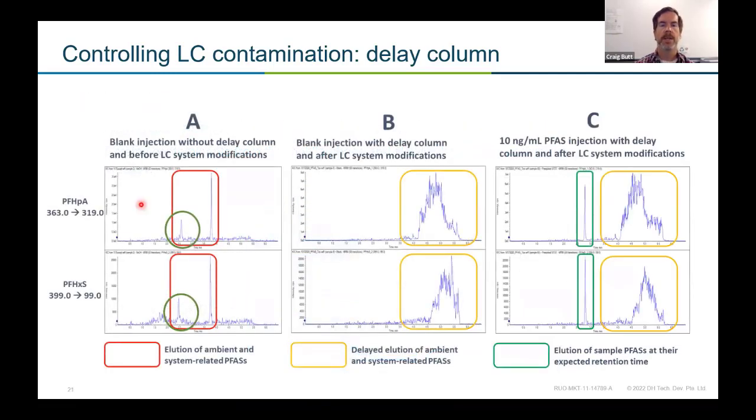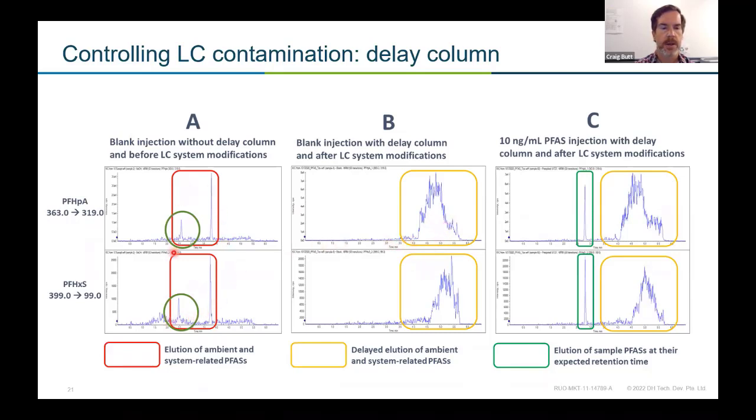Okay, and this is actually another example showing things in a little more detail, here with the heptanoic acid and the hexane sulfonic acid. And you can see here this in the yellow, right? And so that would be what is being seen in the delay column. And what if we didn't have the delay column?